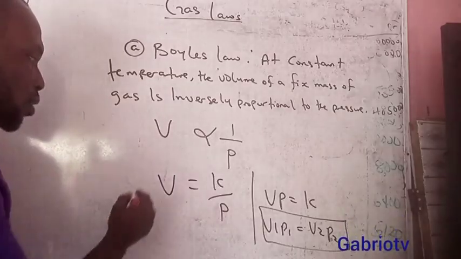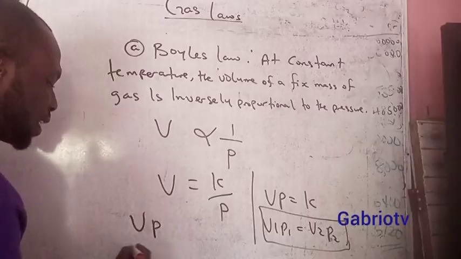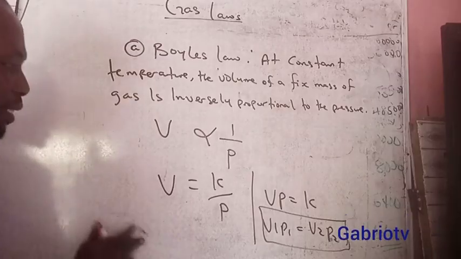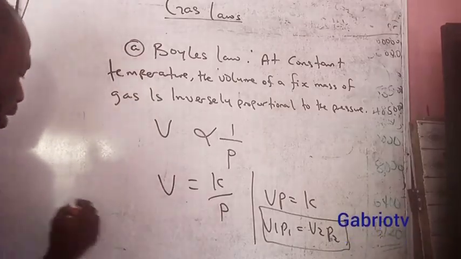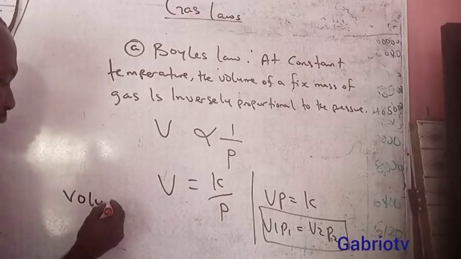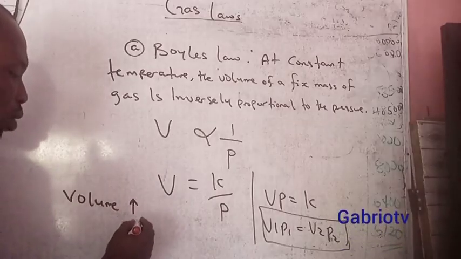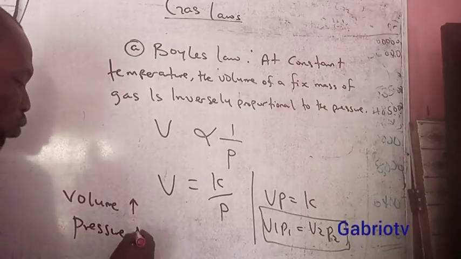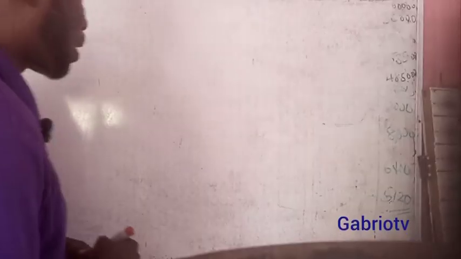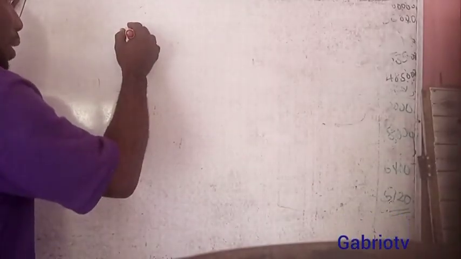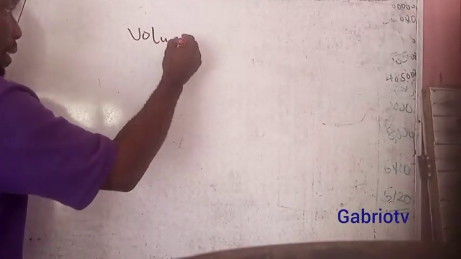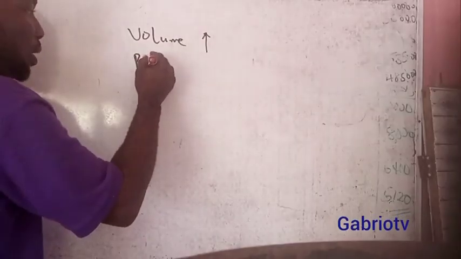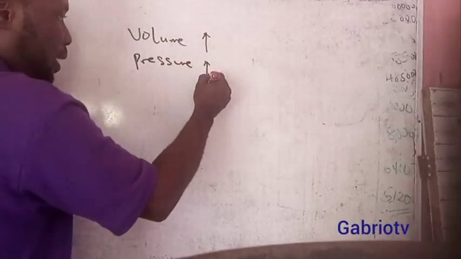Boyle's law is telling us that from this formula, VP, it means that as the volume increases, look at the formula, look at the interpretation of this, the pressure also increases. Boyle's law shows that as the volume increases, the pressure also increases.